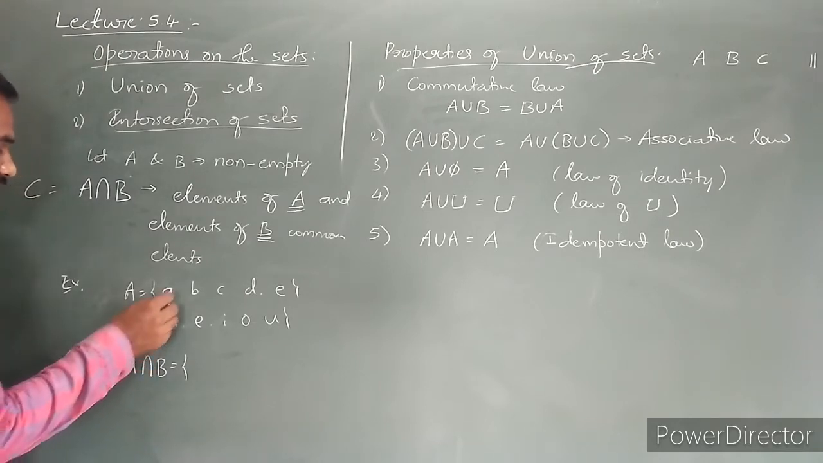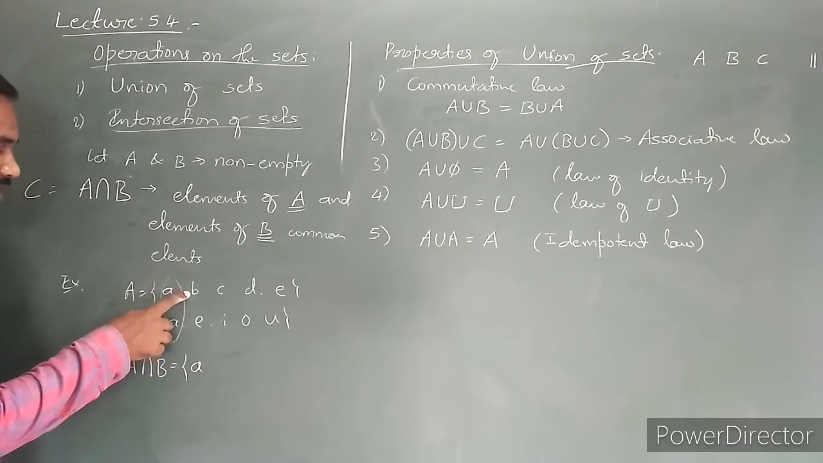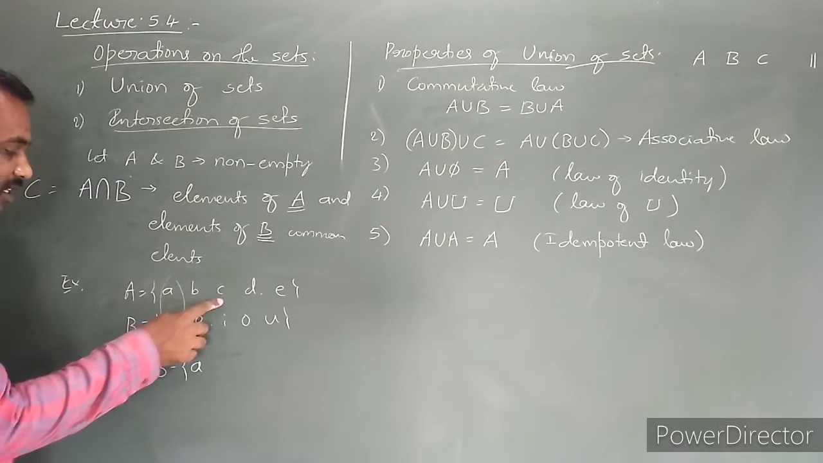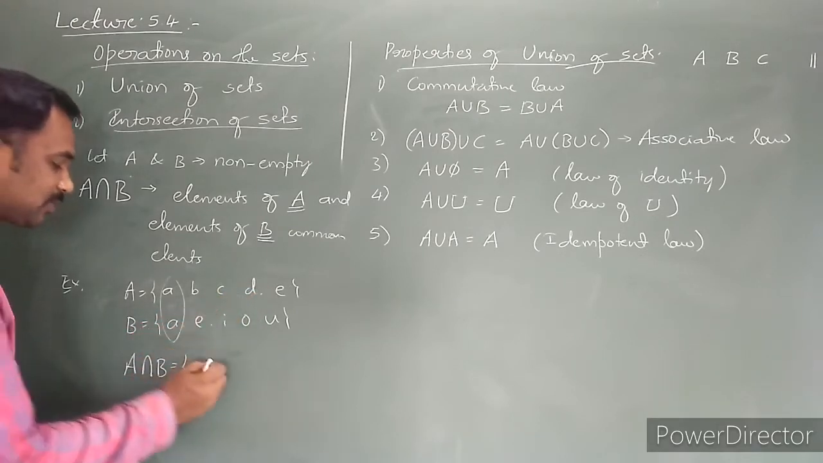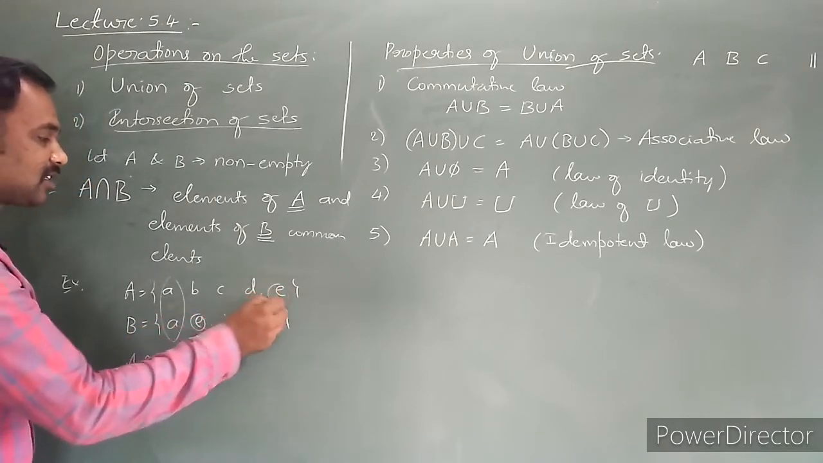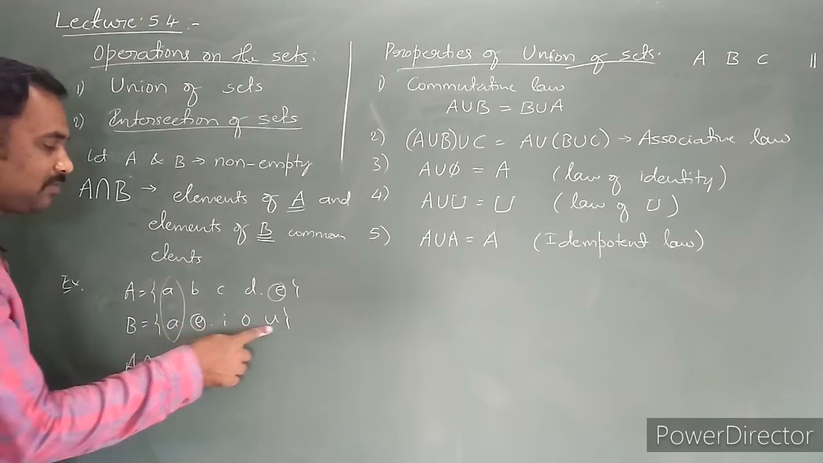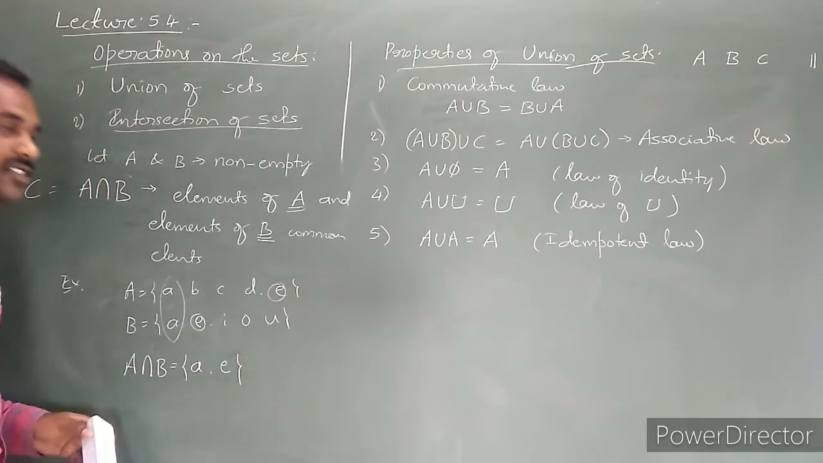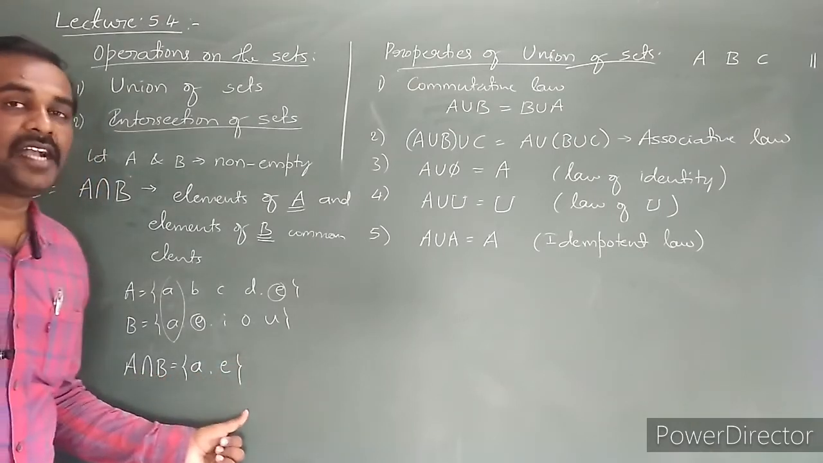What are the common elements? A is there, write the element a. Next, b is here in the set A, but it is not present in the set B. Next, c is not present in both of the sets. d is not present. e is present in both of the sets, so write e. And next, i is present only in B. o is present only in B, and u is also present only in B. So what is A intersection B? A intersection B is equal to the elements a and e only.